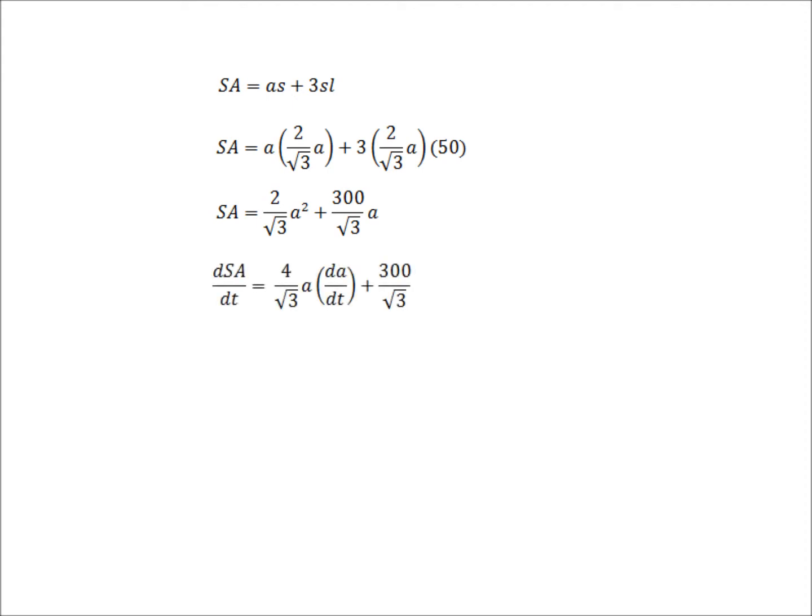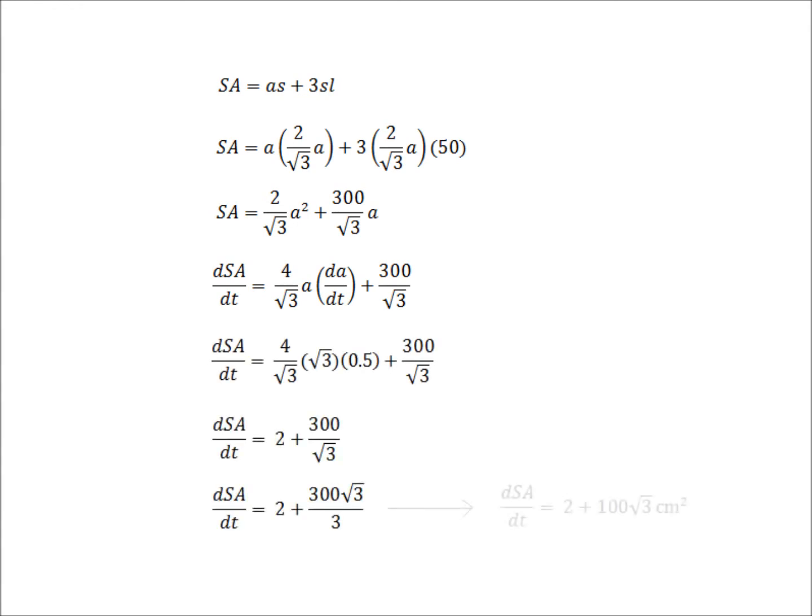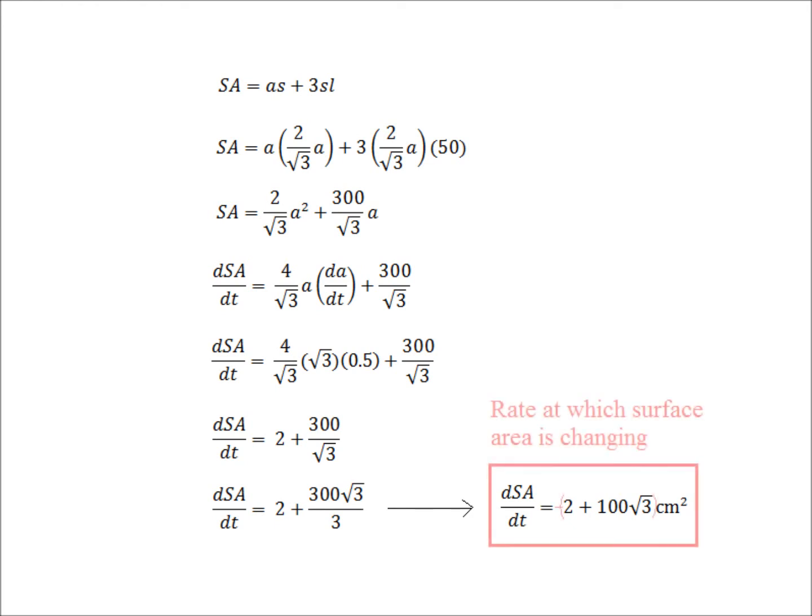By plugging in what we know from the problem statement and doing some algebraic manipulation, we end up with 2 plus 100 times square root 3 centimeters squared. And so our answer is the negative of that number because the surface area is decreasing.